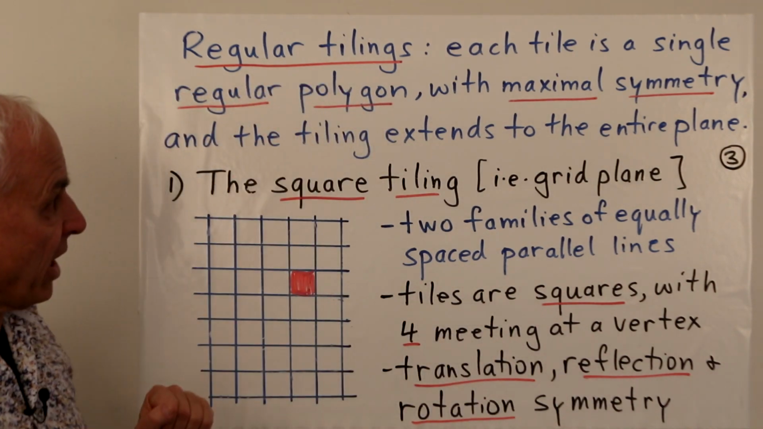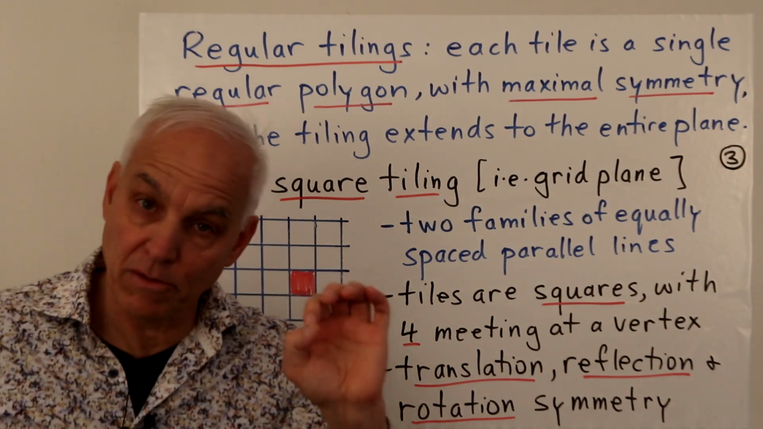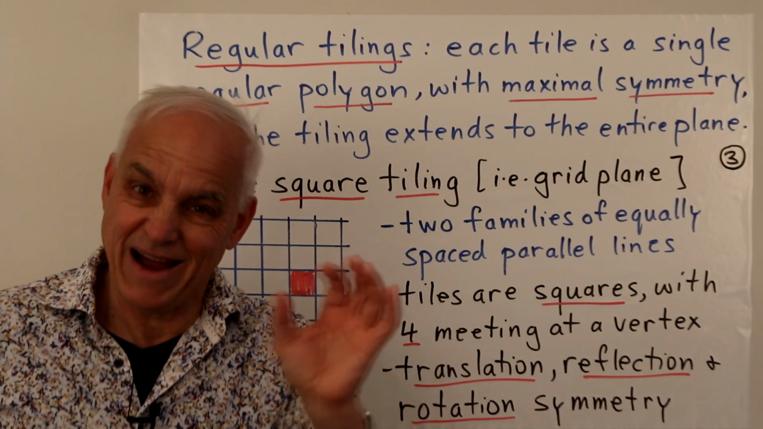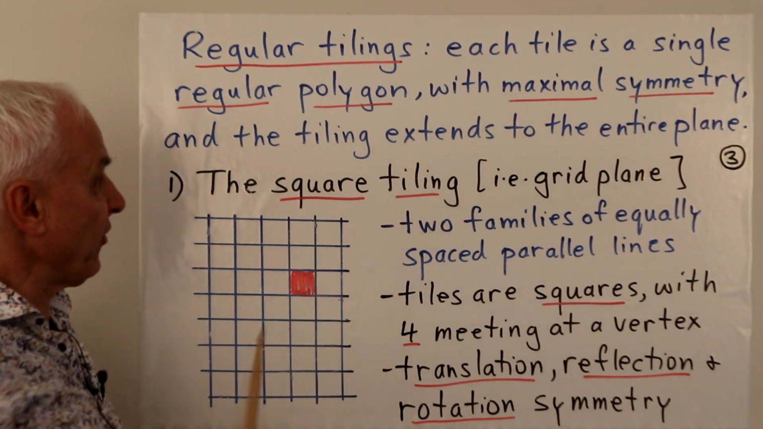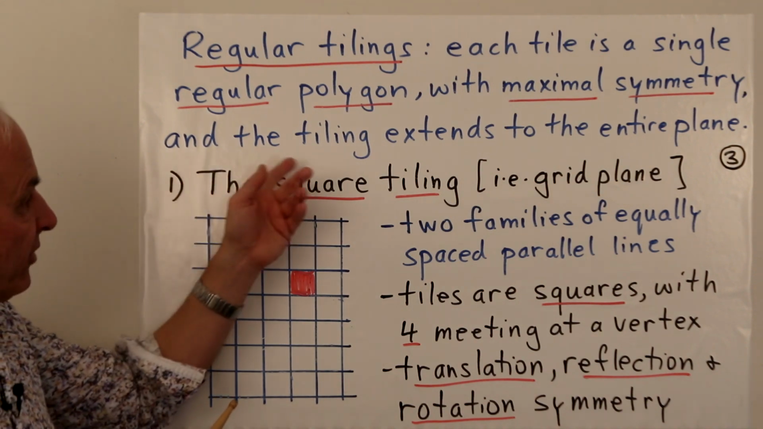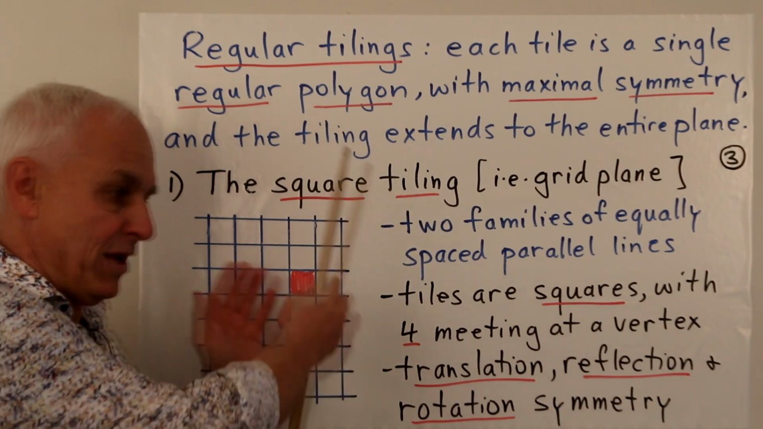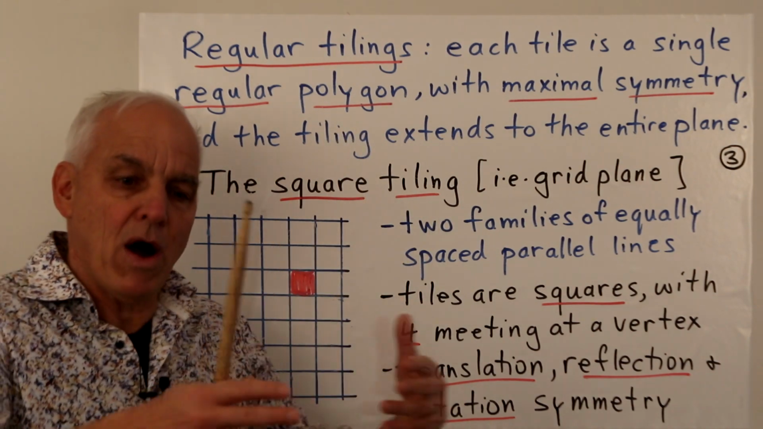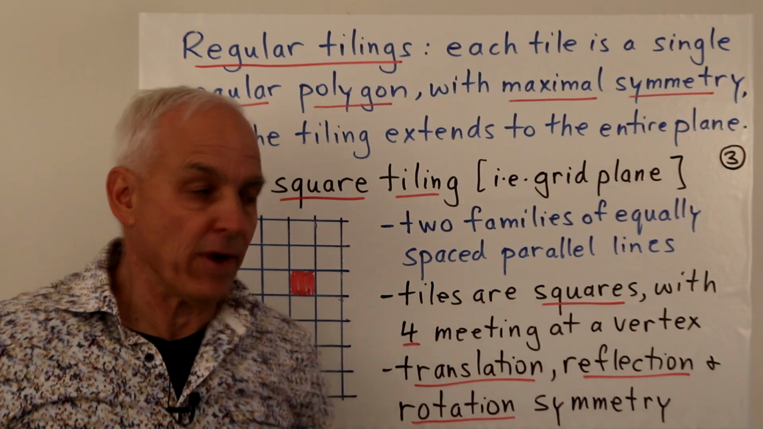So a regular tiling is one where each tile is itself a single regular polygon. There's only one type of tile that's used throughout. And it has maximal symmetry. And we'll explain what that means in a second. And we also want this tiling to extend to the entire plane. So even though we're only picturing it typically in part of the plane, we do want it to extend in an obvious way further and further out.